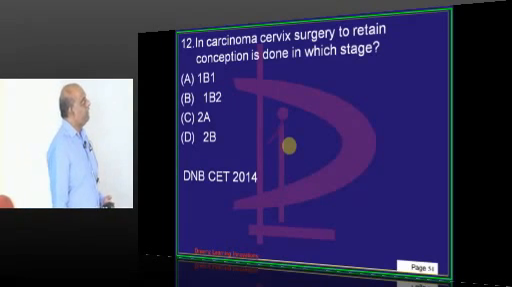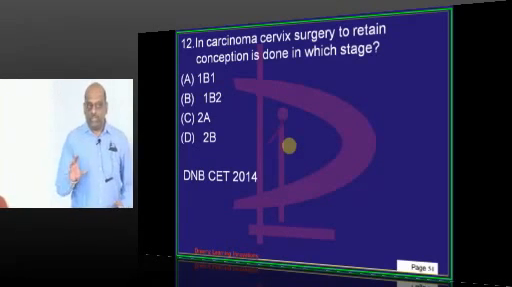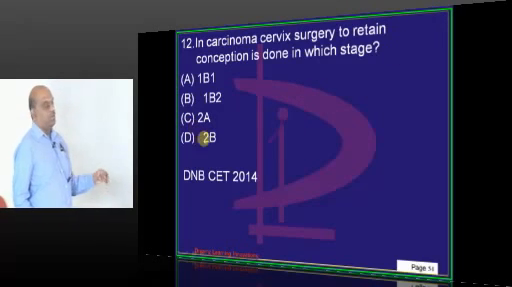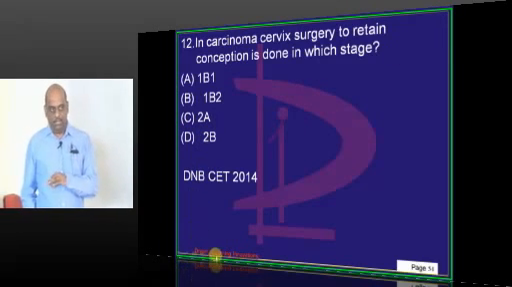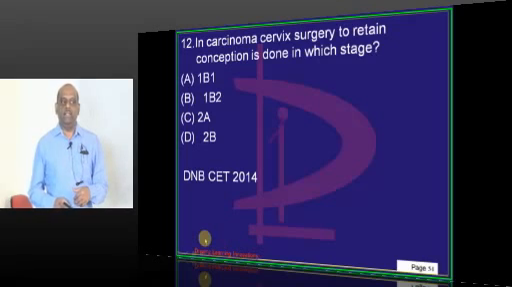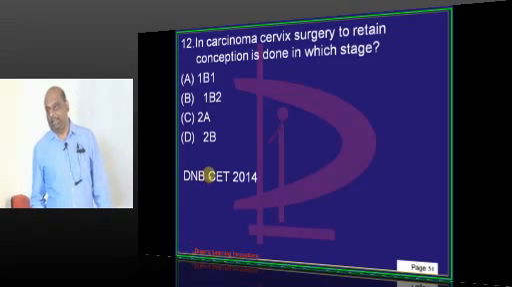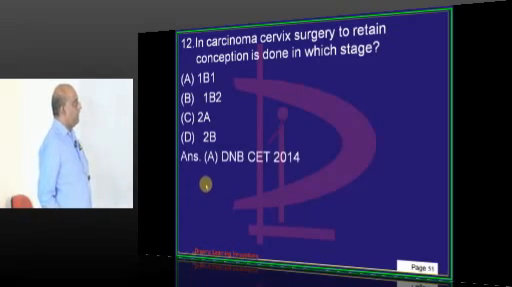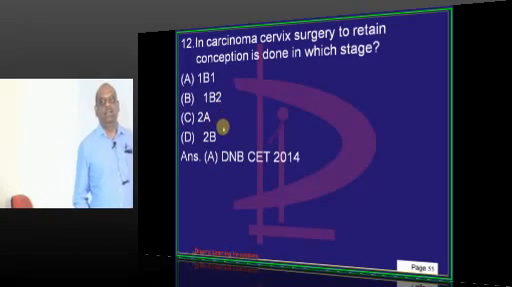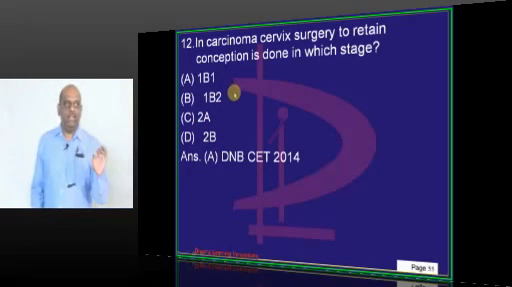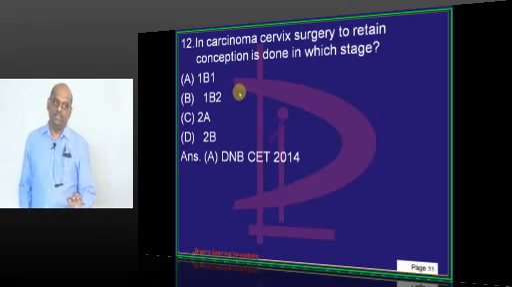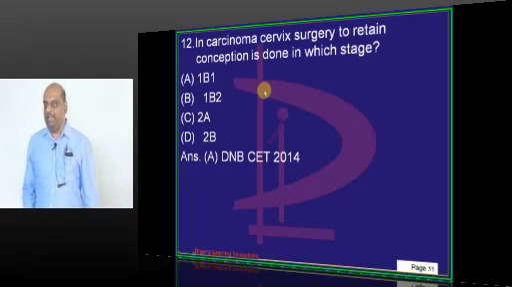Okay, doctor. Now, in carcinoma cervix, surgery is done, but you don't want to disturb the possibility of conception. That is minimal surgery. So minimal surgery is permitted till what stage of carcinoma cervix without disturbing the fertility? Up to 1B1, you can still do minimally invasive surgery for carcinoma cervix without disturbing the fertility, is what you have to basically remember.